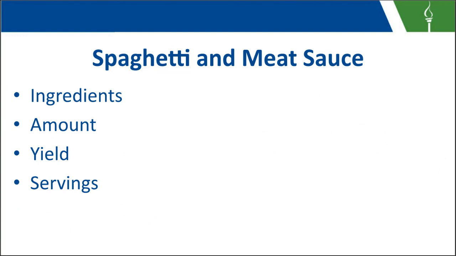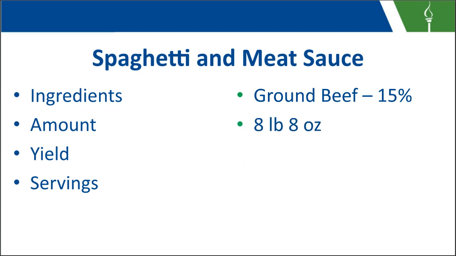So again, going back to the 4 bits of information we need to know, the ingredient we're working with is 15% fat ground beef. In this example, we're going to be using 8 pounds, 8 ounces. The yield, which we just determined on our last slide, is going to be 0.75. And the servings we're working with is going to be 50 in this example.